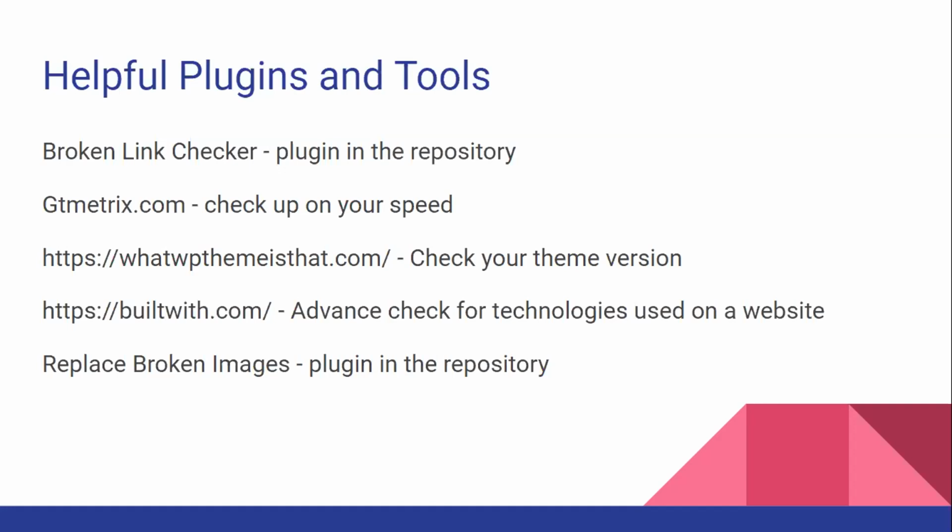For GTmetrix, it's not really a troubleshooting error tool, but it can tell you how you're performing as it relates to speed. If you're trying to find out what theme a particular website is using, you can use whatwpthemeisthat.com to check the version. Sometimes it doesn't show you everything, so I'll normally use builtwith.com, which is a little more advanced and dives a little deeper in terms of servers and technologies that the site uses, if you need to know that.